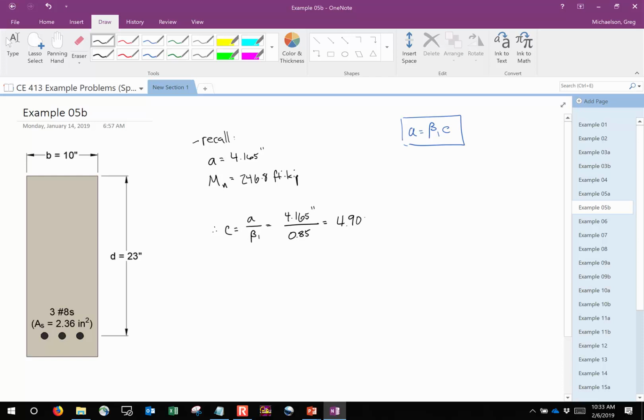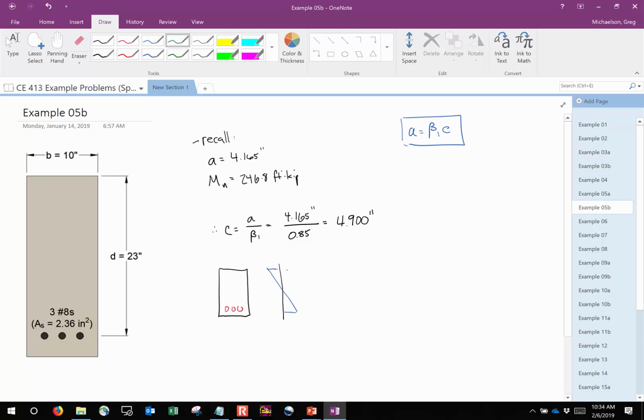4.900 inches, right? Now, here's the thing. Here's why we needed that. We have a beam. We have some steel. We have a strain profile that looks something like that.